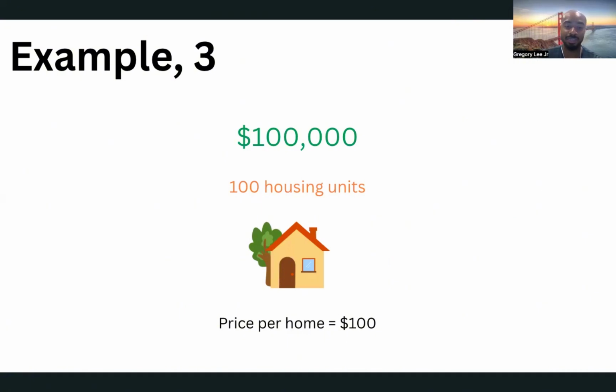$100,000, next example, 100 housing units, price per home $100. Now, let's say I'm able to produce more homes, right? So that 100% increase in housing wasn't offset by a 100% increase in money. Now look at the price per home. It goes down, went from 100 to 50. Now let's take it even further, right?